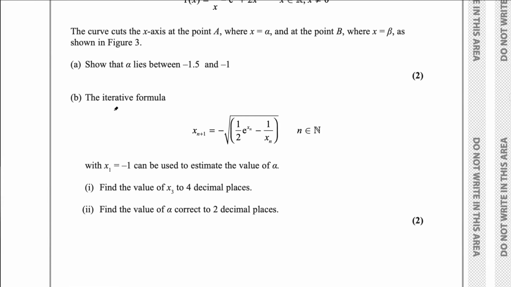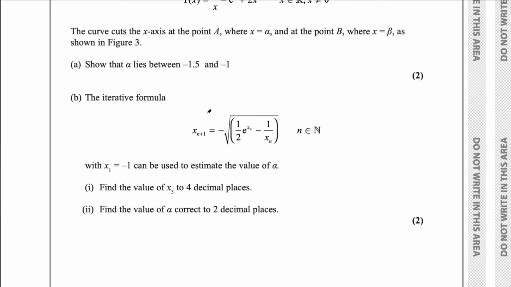Part B says the iterative formula x sub n plus 1 equals negative square root of half e to the power of x sub n, take 1 over x sub n, with x sub 1 equal to negative 1 can be used to estimate the value of alpha. And B I says find the value of x sub 3 to 4 decimal places.